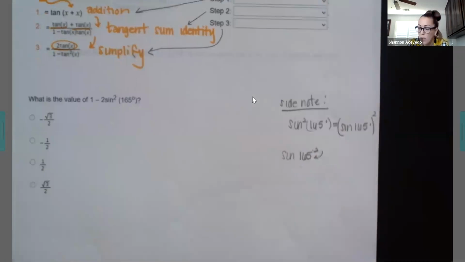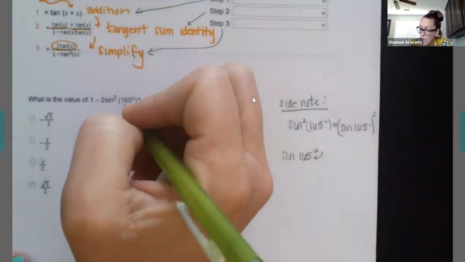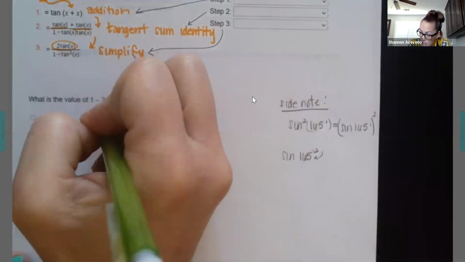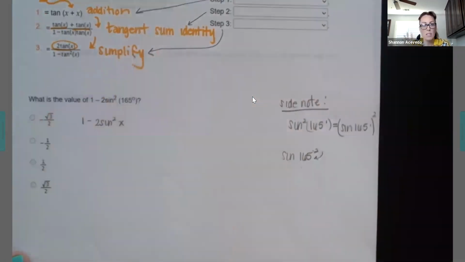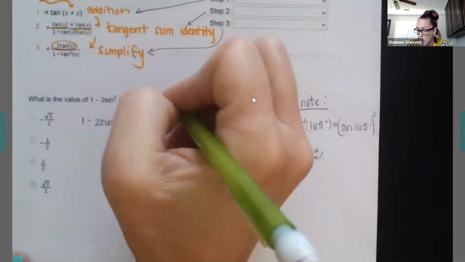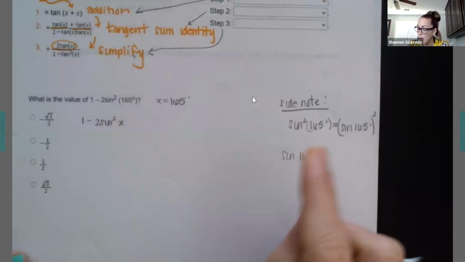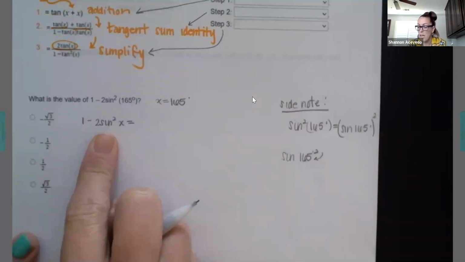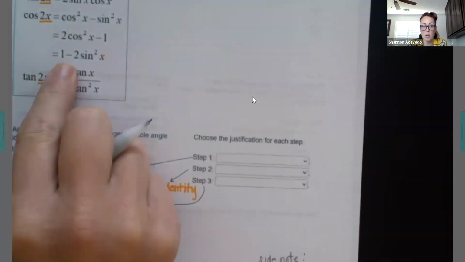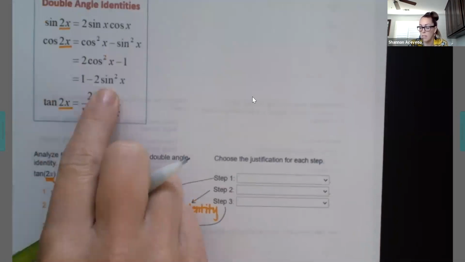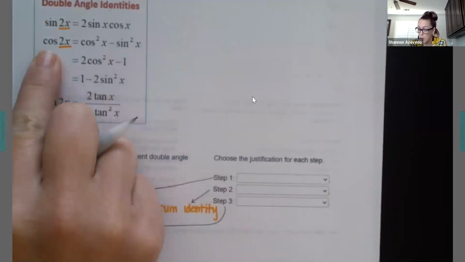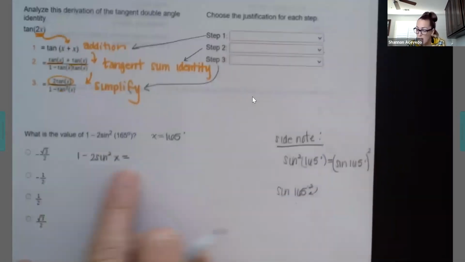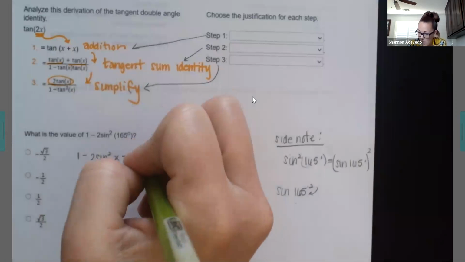All right, so this is some value. I'm going to rewrite this as 1 minus 2 sine squared of x, because visually, sometimes it's easier for you guys to look at it without this number in when we're trying to correlate to the formulas. So I'm basically saying that x is equal to 165. The reason I wrote it like this is because if I look up here, I can match that equation to this right here. It was 1 minus 2 sine squared of x, which is equal to cosine of 2x. So this piece right here is equal to cosine of 2x.